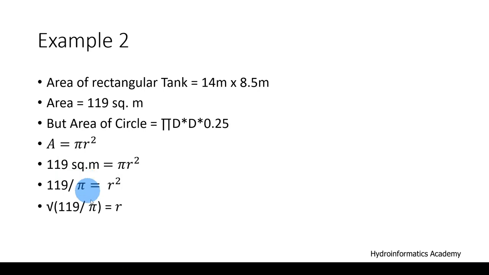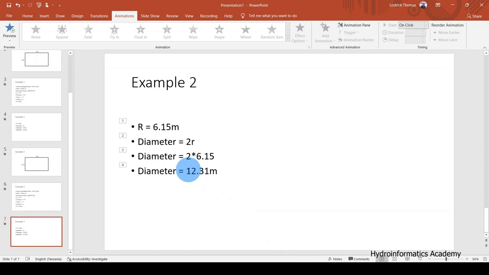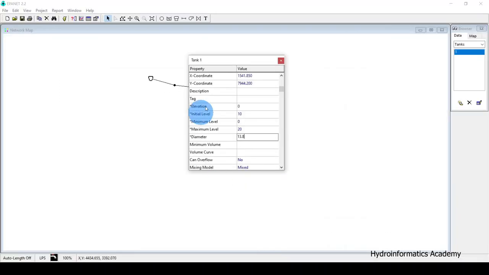If I solve for r here, I can see the r is 6.15. So this is the radius. We need to find the diameter. Remember, the diameter is 2r, which is 2 times the radius. So this value is 12.31 meters. So the diameter here is 12.31.